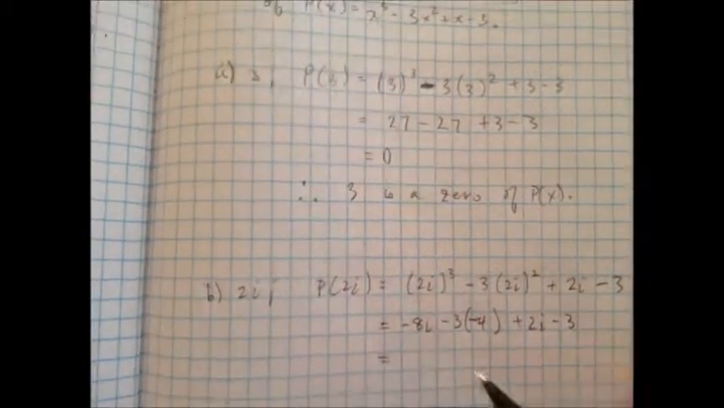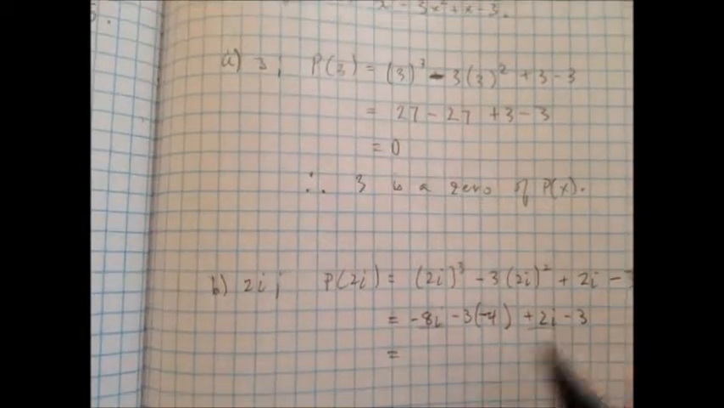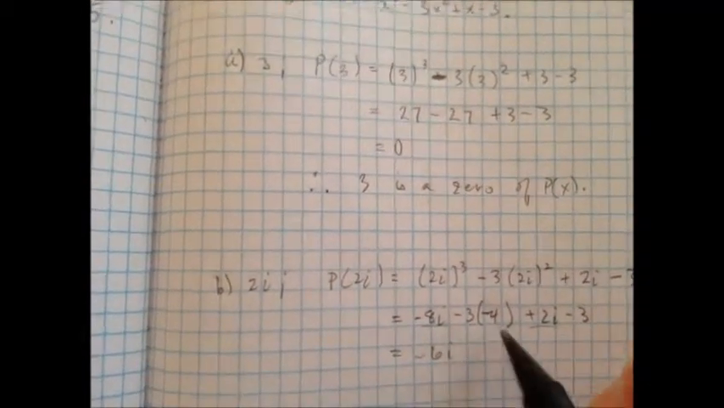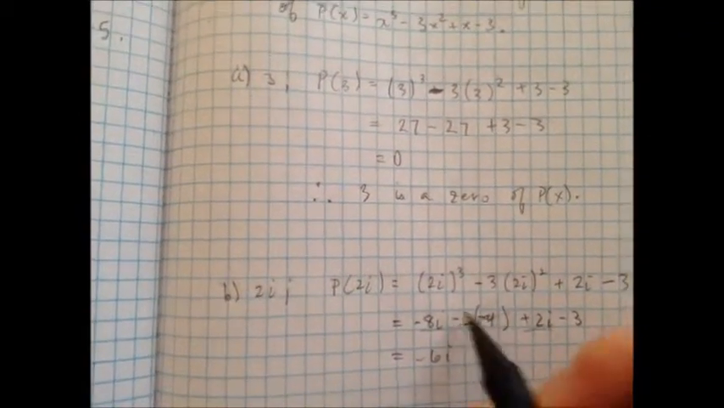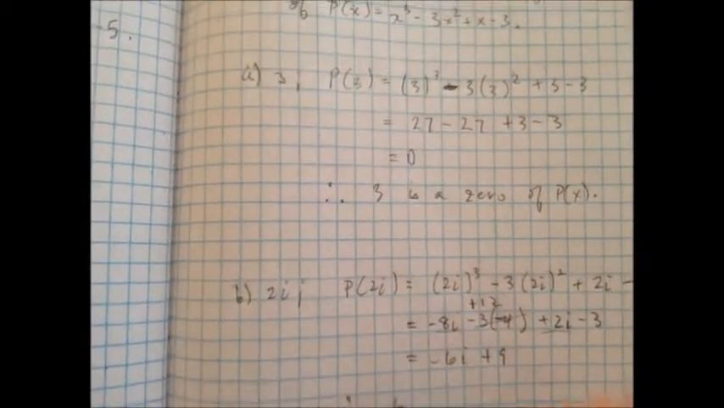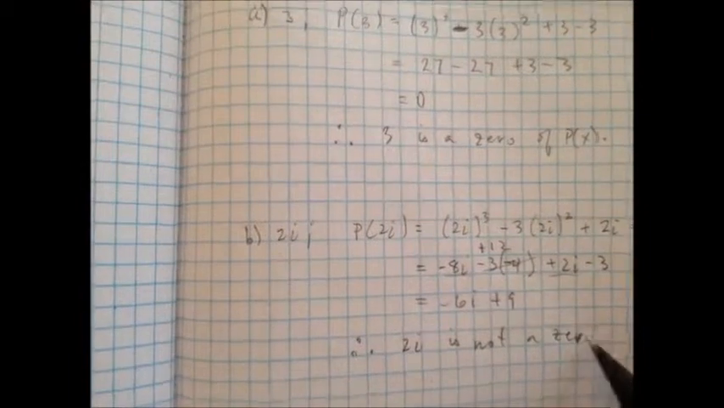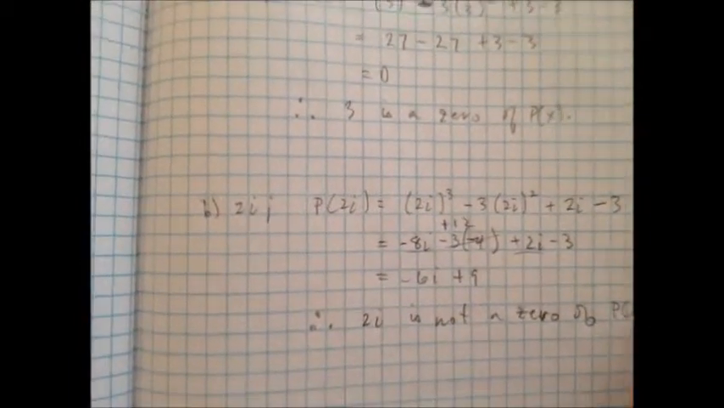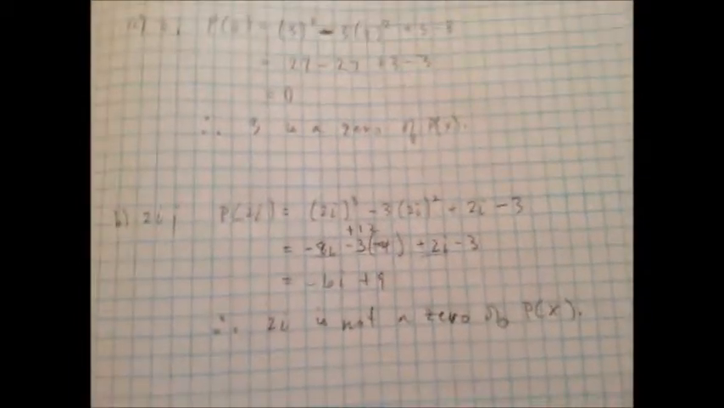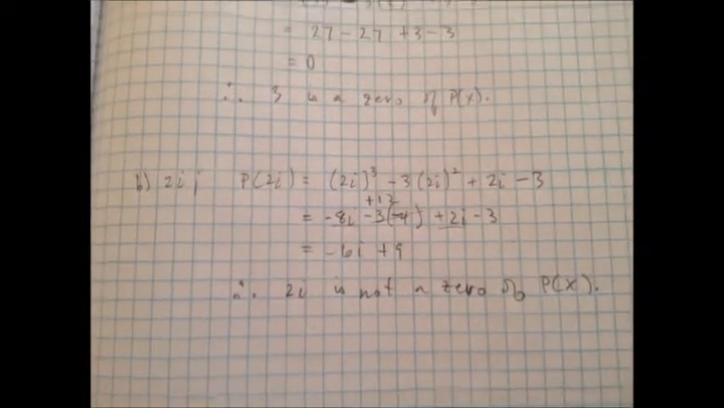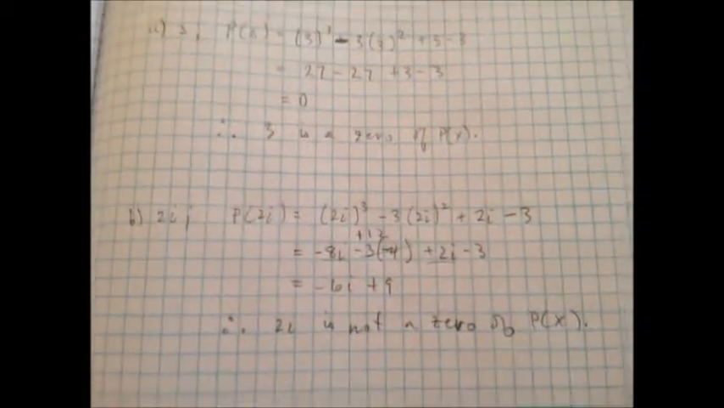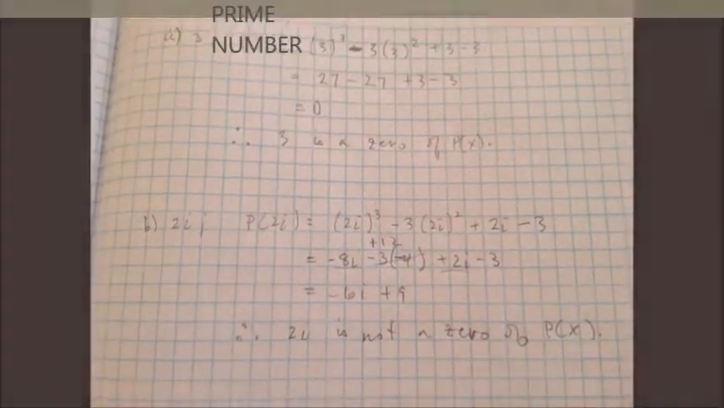Then I just combine like terms. Those become negative 6i, plus 12 minus 3, so that's plus 9. And since 2i is not a zero of p of x, because it did not equal 0. And that's how you determine roots and zeros of polynomials in chapter 11.1.